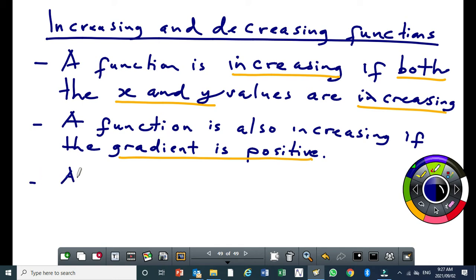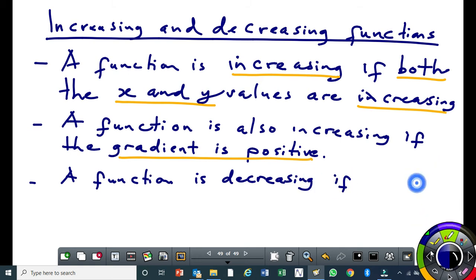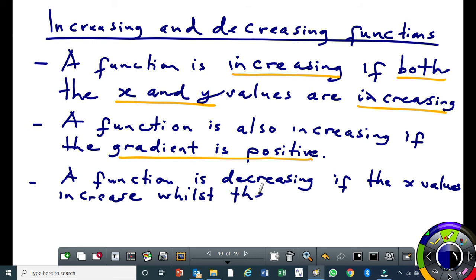Okay, the function is decreasing if the x values increase whilst the y values are decreasing.